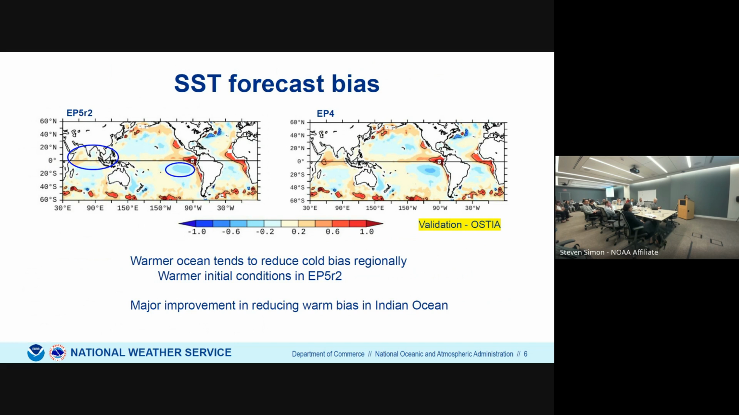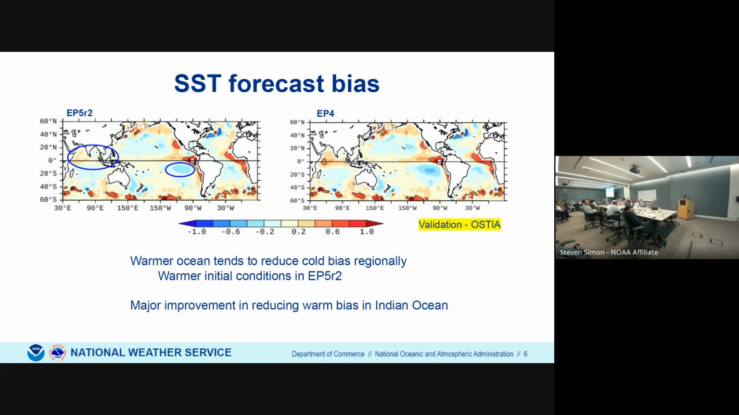and the Atlantic. However, if you compare the intensity of the colors, this bias just south of the equator is slightly reduced in EP5R2. The other improvement is the Indian Ocean region, which has a warm bias along the equatorial region that is substantially reduced, although not gone. So the initial conditions warm up the sea surface temperatures from EP4 to EP5R2, and that contributes towards reducing these cold biases over here.